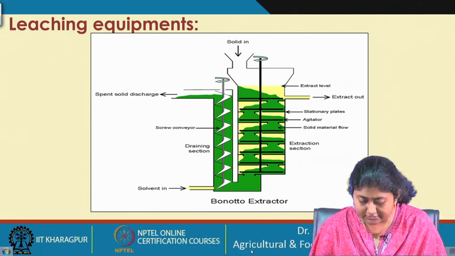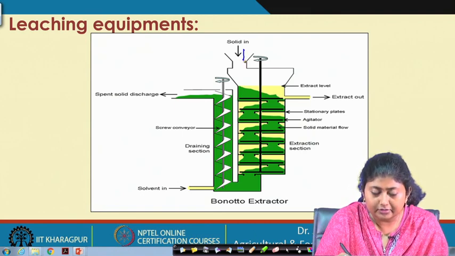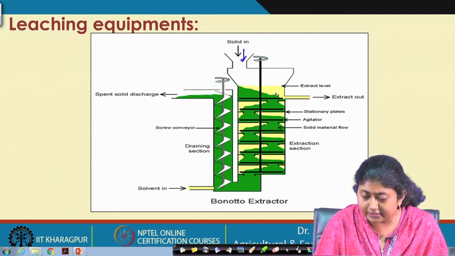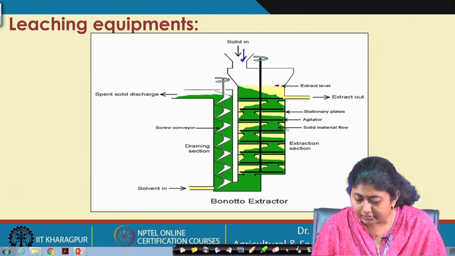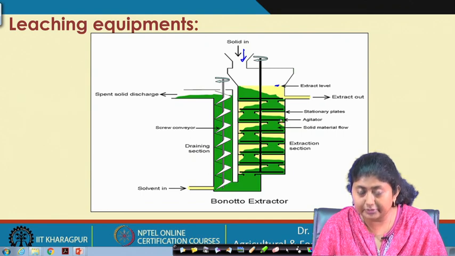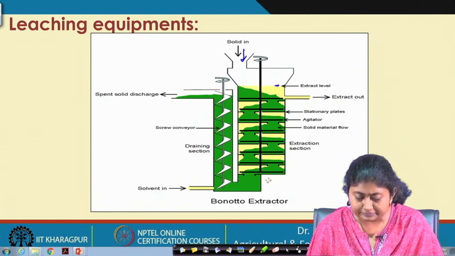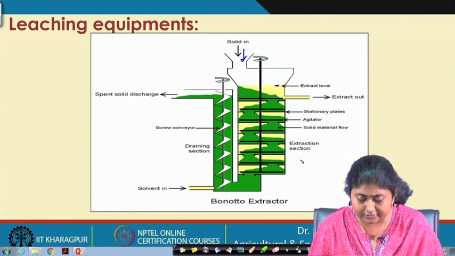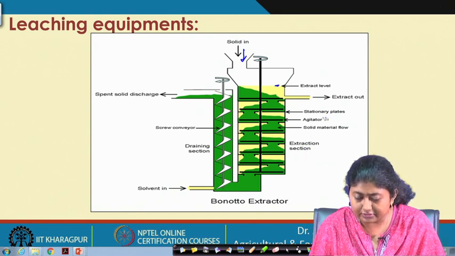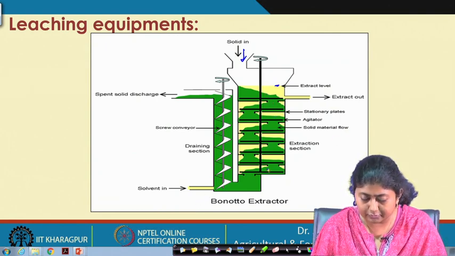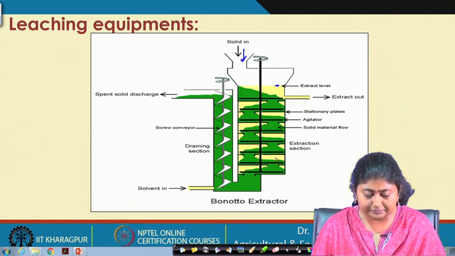What happens here is that the solid comes in from the top, and there is an extract level, up to which it will be filled. There is an agitator that constantly agitates and makes the solid flow from the upper section to the lower section. This bottom section is called the extraction section, and the top section is called the stationary plates. Then there is the agitator, and the solid material flows constantly from the top to the bottom.